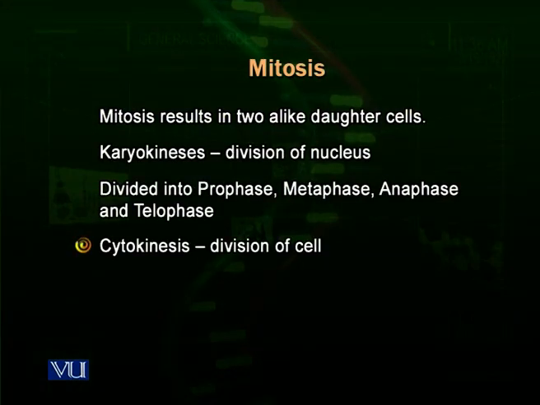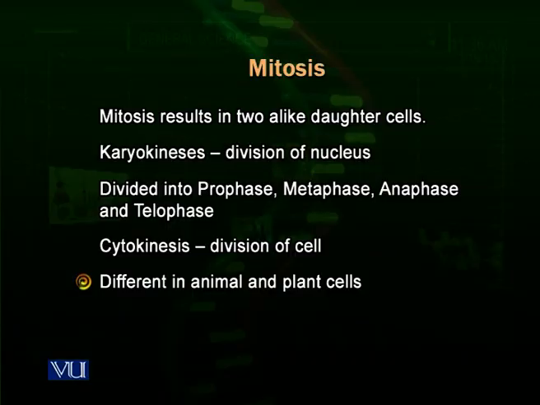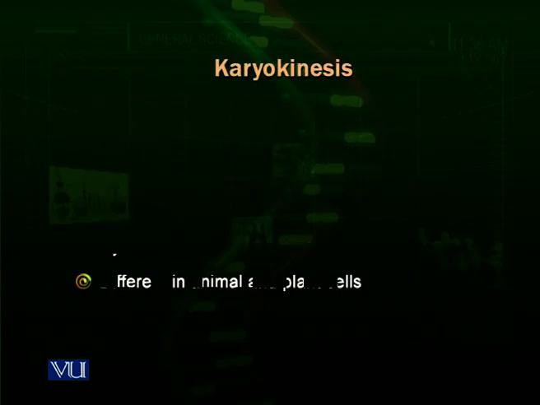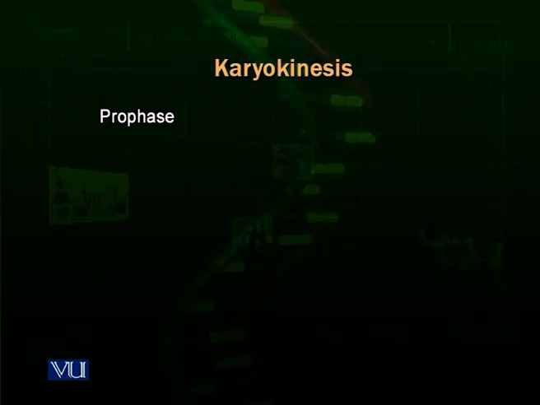When these 4 phases complete, the nucleus is completely divided, and then the cell divides itself into 2 daughter cells. Now, cytokinesis is different in animal and plant cells. We will talk about it later. We are talking about the actual mitosis, the karyokinesis. We are talking about the first phase, the prophase.